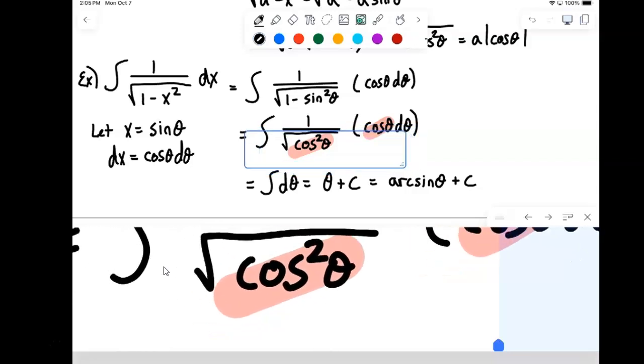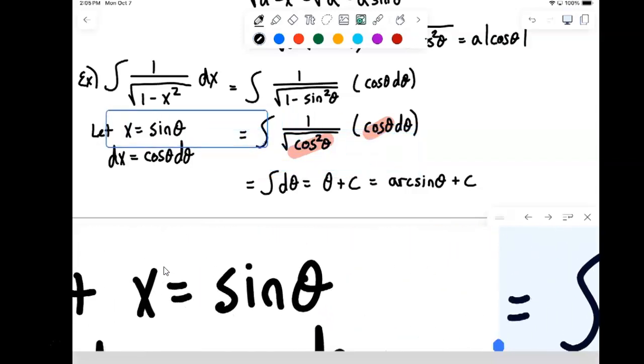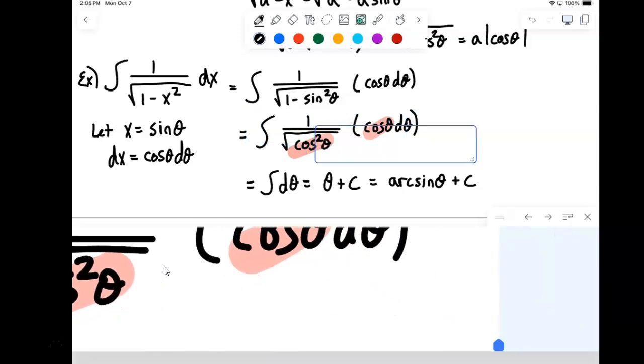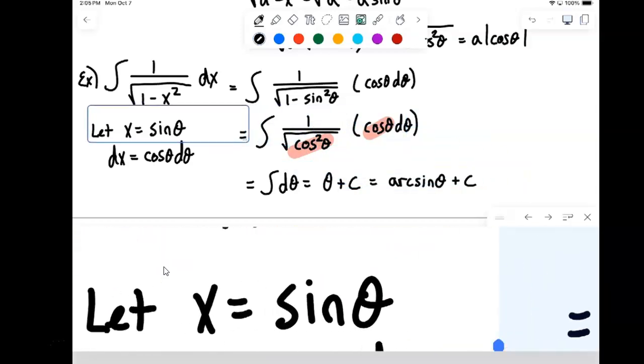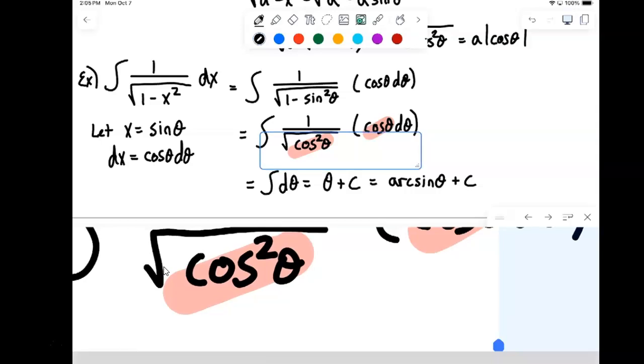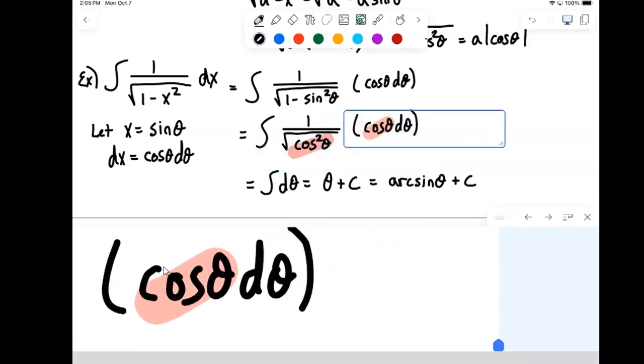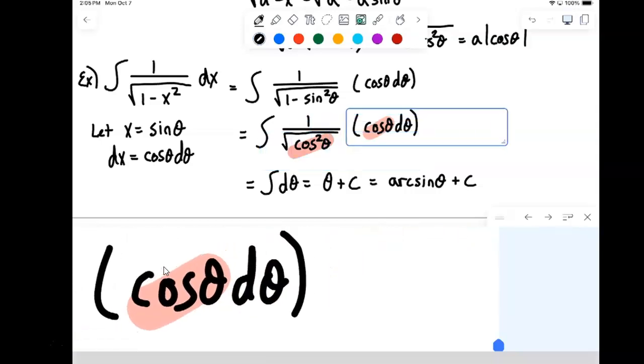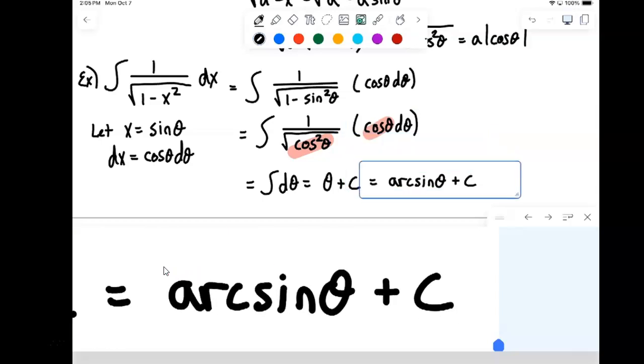This cancellation also works here because remember, when we're dealing with inverse sine, theta equals inverse sine. Inverse sine is tied to the first and fourth quadrants where cosine is positive only. So making this become just cosine does make sense. Okay, and so we just get the arc sine.